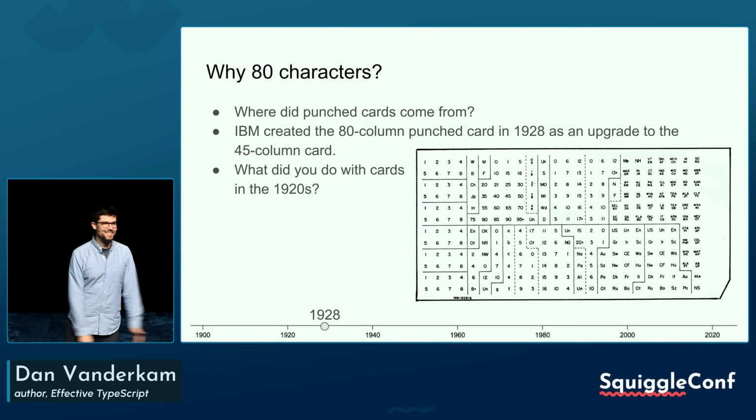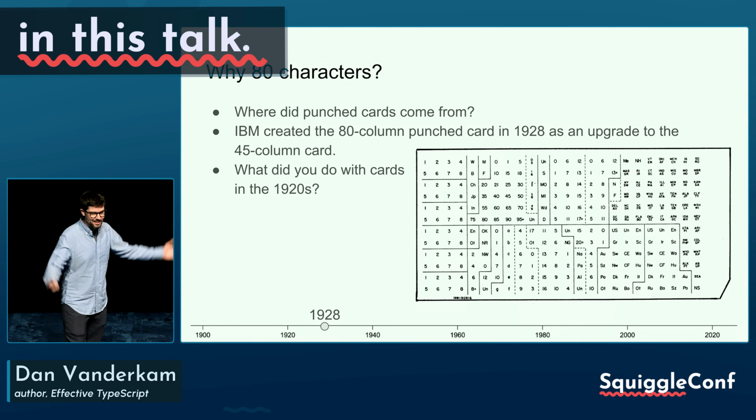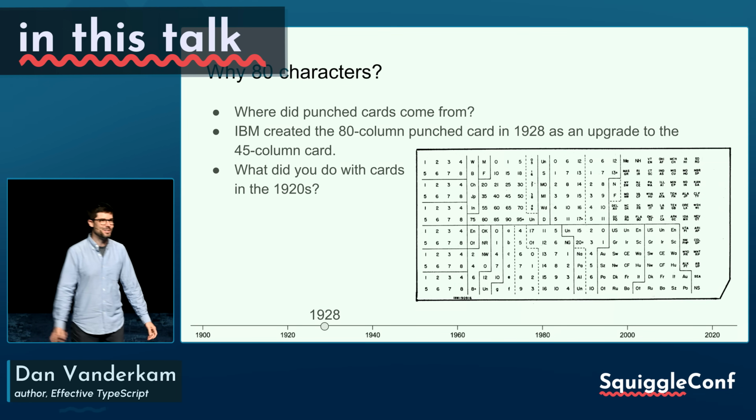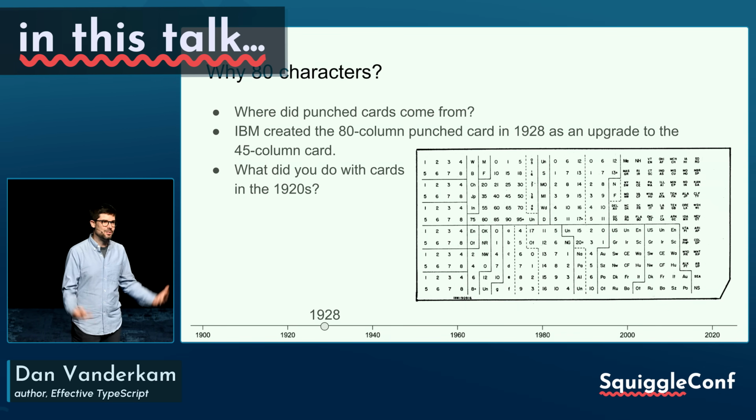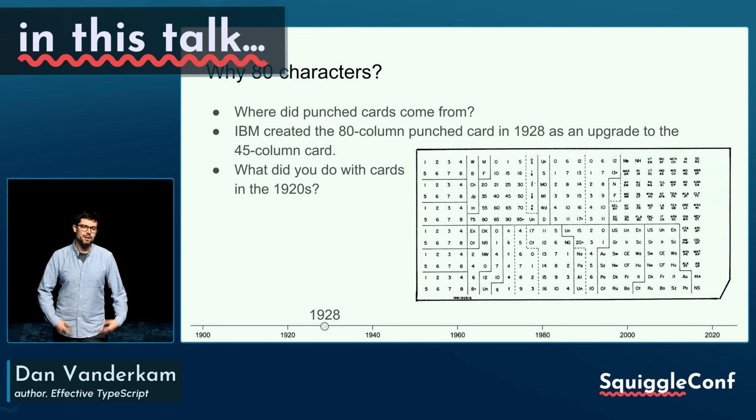Why 80 characters? Why were the punch cards 80 characters? Well, the answer is it was an upgrade from the 45-column punch card. The 80-character card was introduced in 1928, so it was a natural thing to use when they first created computers.